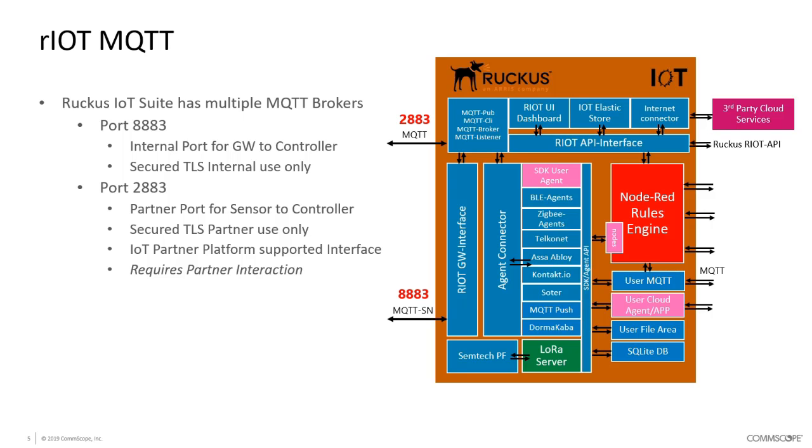So we use port 2883 to do that. Again, this is a secure port. It's not open for everybody to use. It requires integration of the sensor with the RUCKUS IoT suite, and that is done at an engineering level. So that does require partner interaction between those two devices.